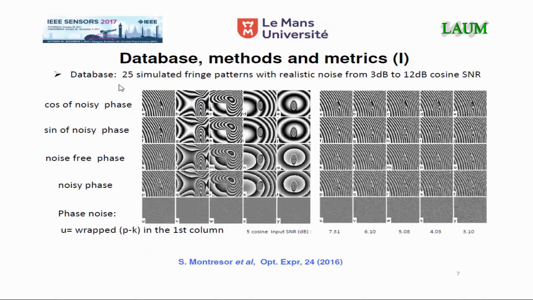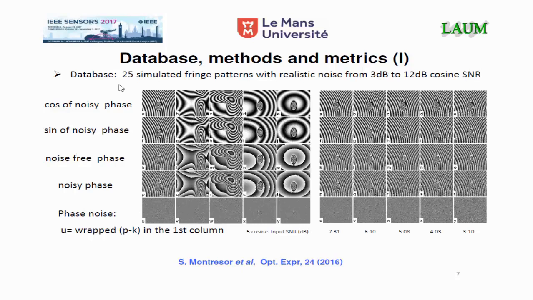In order to evaluate the denoising algorithm, we have used a simulator to compute a database which is constituted by five images of fringe interference, with varying signal-to-noise ratio. And you can see here the images of the database.